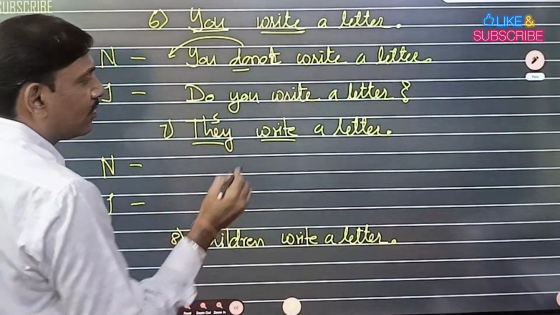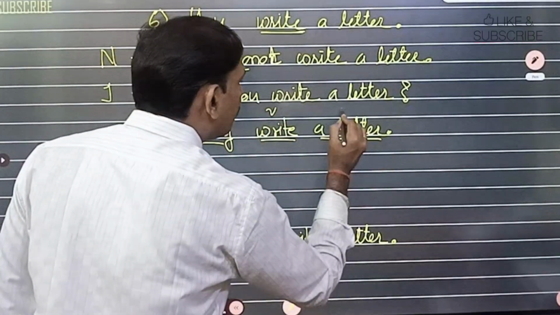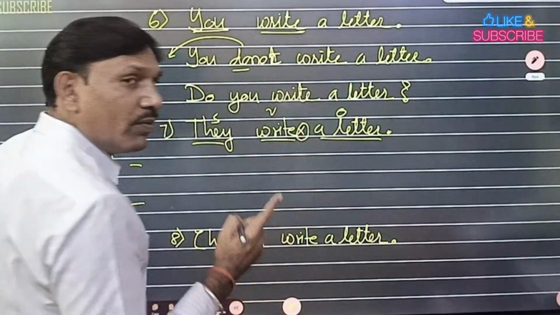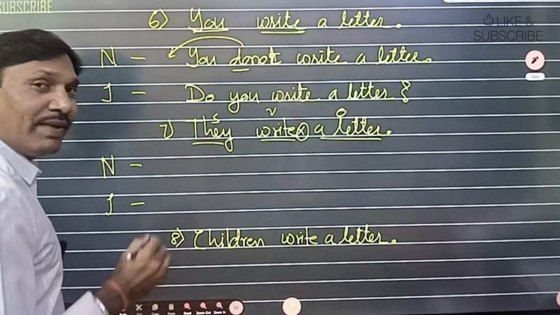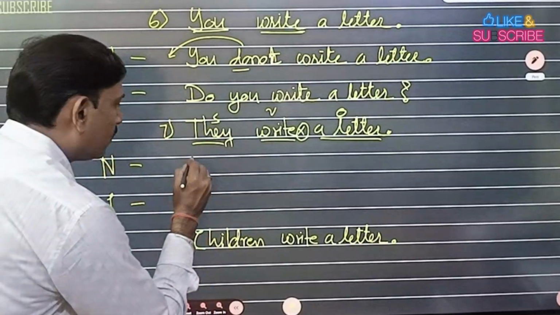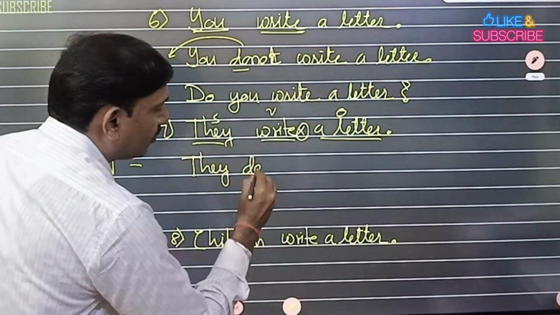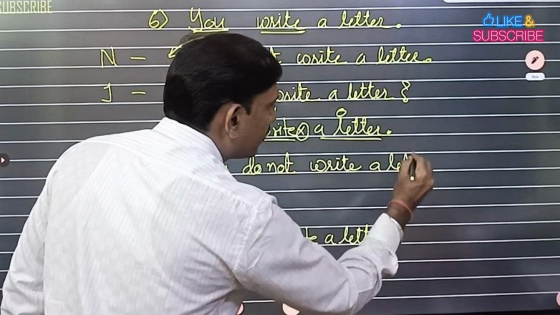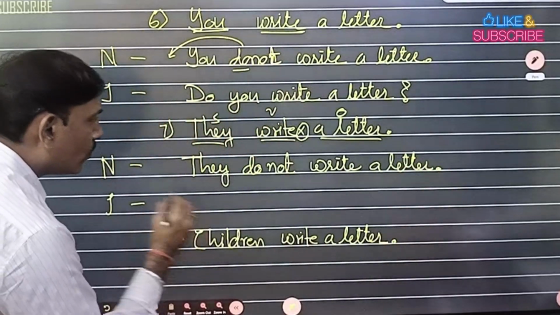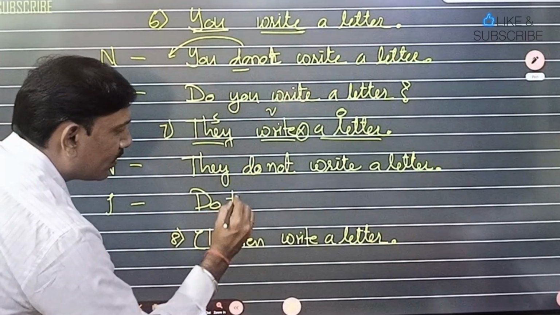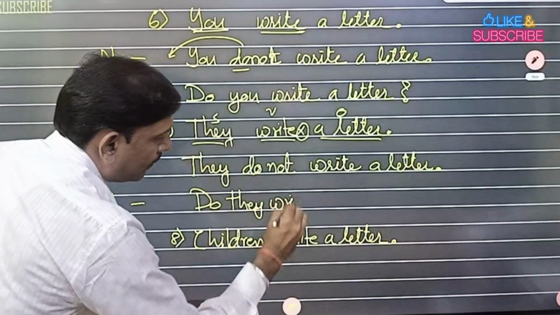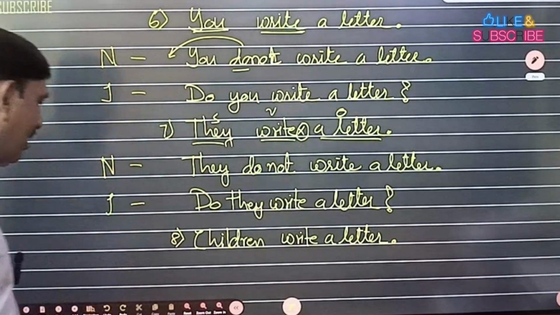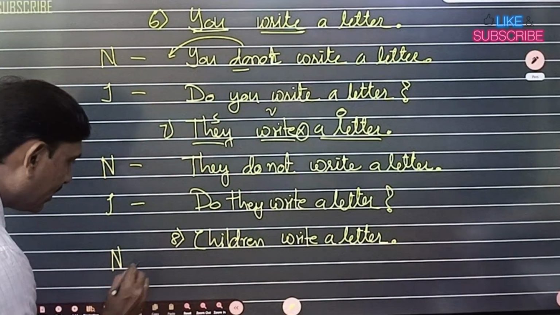Okay, students. Now here they is the subject, write is the verb, and this is the object. We know already the verb doesn't have s form. Okay, no s form is there. So we will use do to make it negative. How will we make it? You can make it and type in the comment section. They do not write a letter. And interrogative, same. Do they write a letter? And question mark.